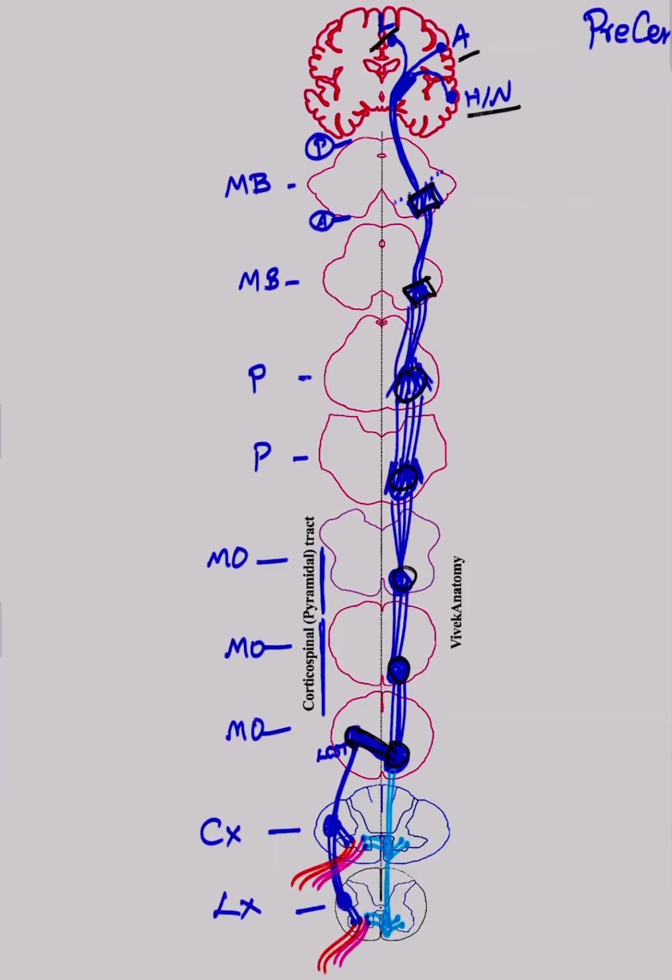Clinical applications: if you get a lesion in the corticospinal tract above the level of decussation, means above the level of crossing over, the symptoms will be on the opposite side of the body. Whereas if you have a lesion in the spinal cord after the decussation, then the symptoms will be on the same side of the body, which can be clearly seen from this picture.